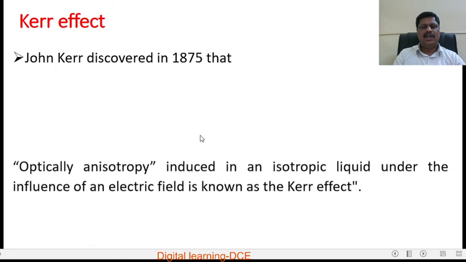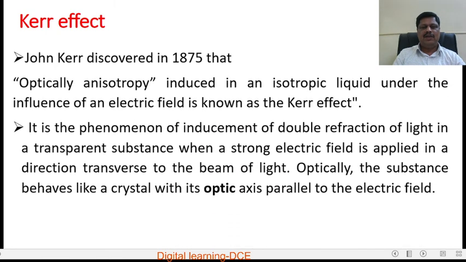Next one is the Kerr effect, the effect of an electric field on plane polarized light. John Kerr discovered in 1875 that optical anisotropy induced in an isotropic liquid under the influence of an electric field is known as the Kerr effect.